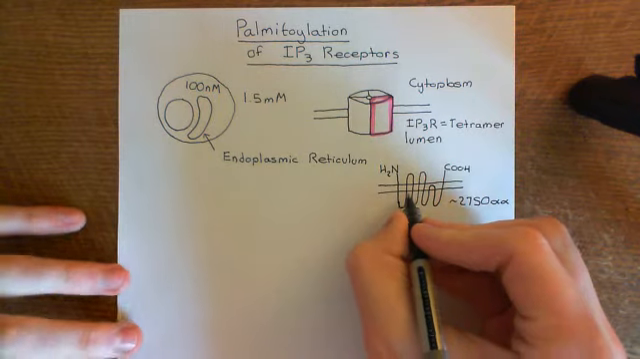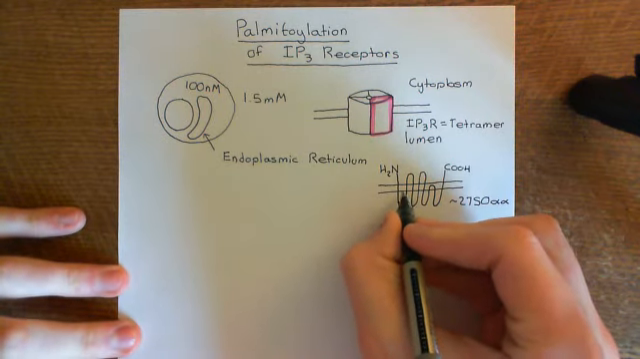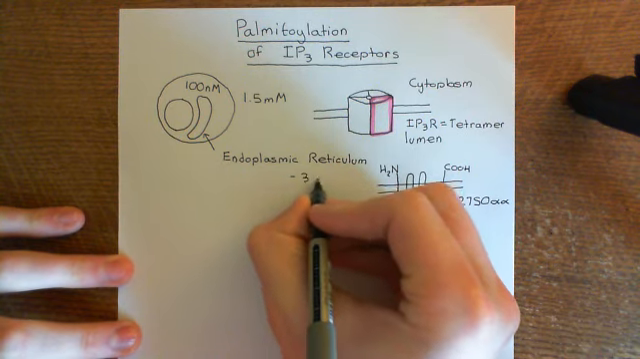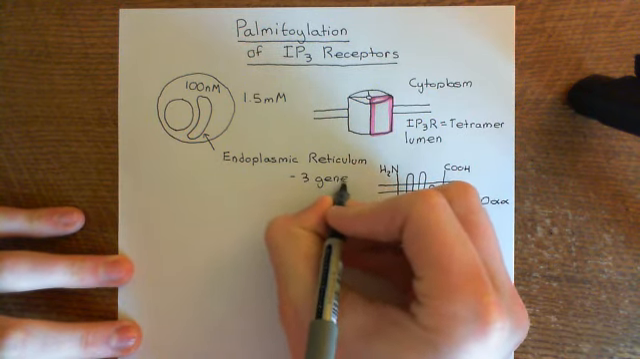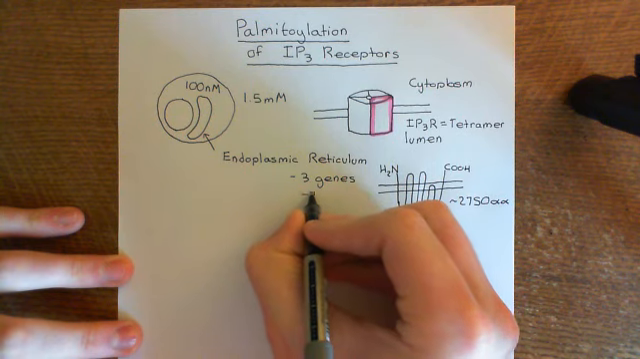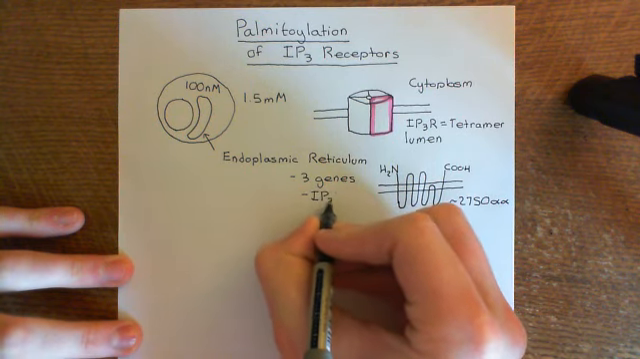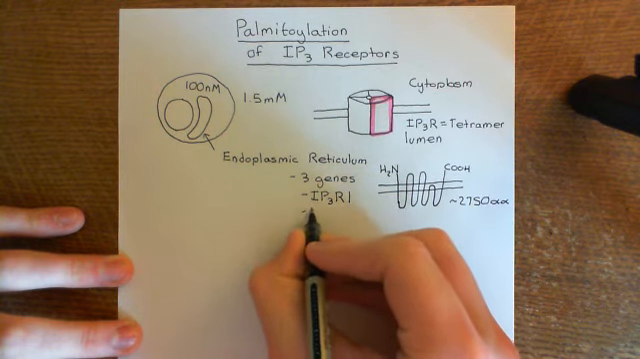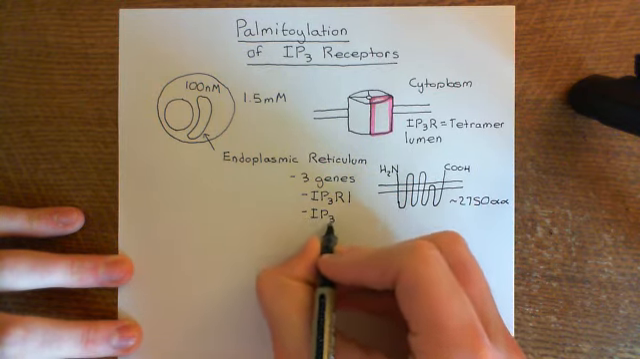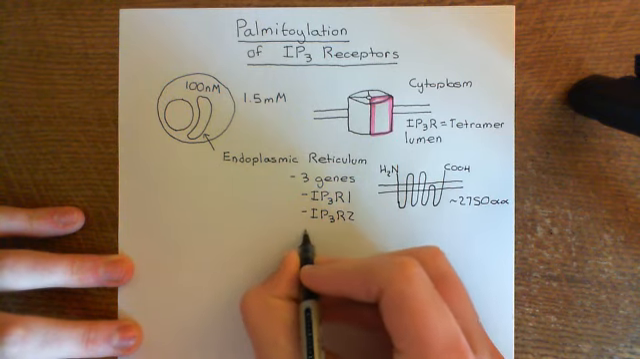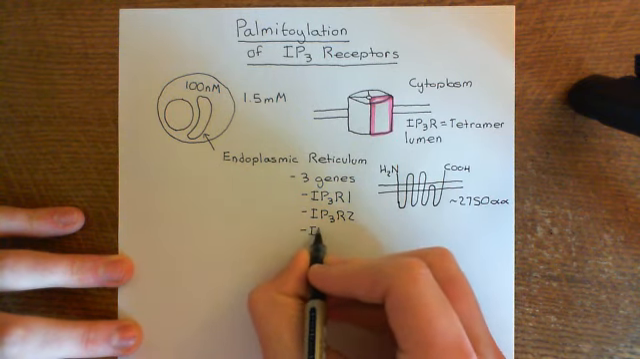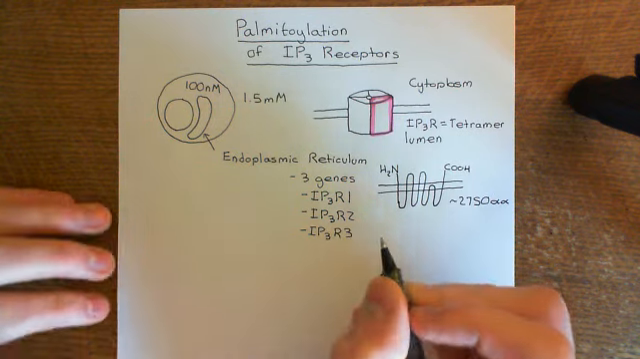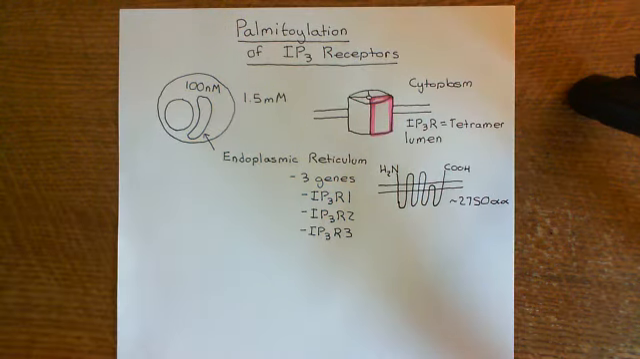Instead, there are 3 different genes for IP3 receptor subunits. Okay, so there are 3 genes. One of them is known as the IP3 receptor 1. Okay, so it's the IP3 receptor subunit type 1. Then you have one that's called the IP3 receptor subunit type 2. Okay, and then finally you also have a third IP3 receptor subunit known as the IP3 receptor subunit type 3. Okay, so these are 3 different genes.